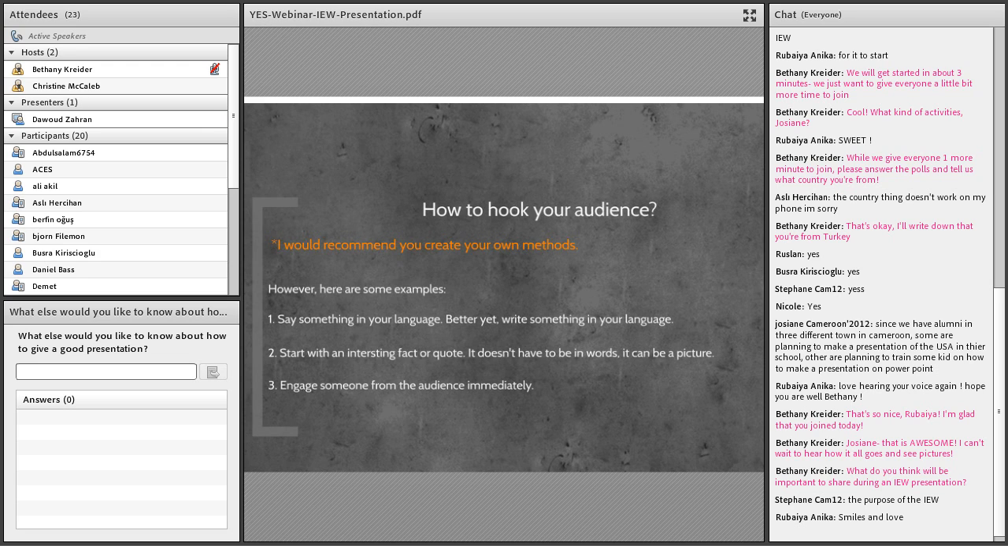Secondly, which is more of a traditional way to do it, is to start with an interesting fact or quote. And of course, it doesn't have to be in words. It can be a picture. It can be something that resembles you, resembles your country. And it will be a really nice addition. But remember, it is very traditional to do that.